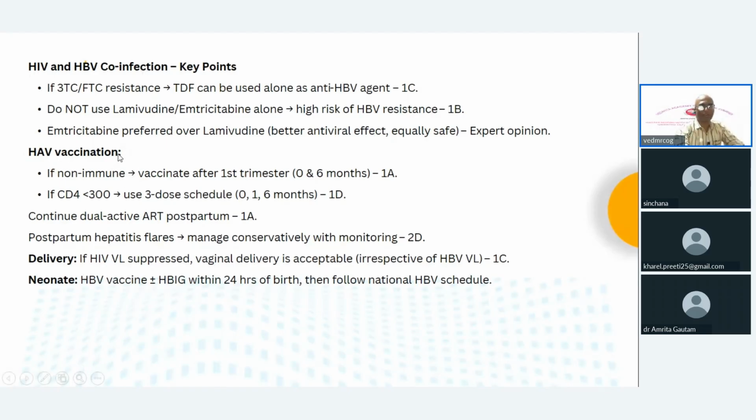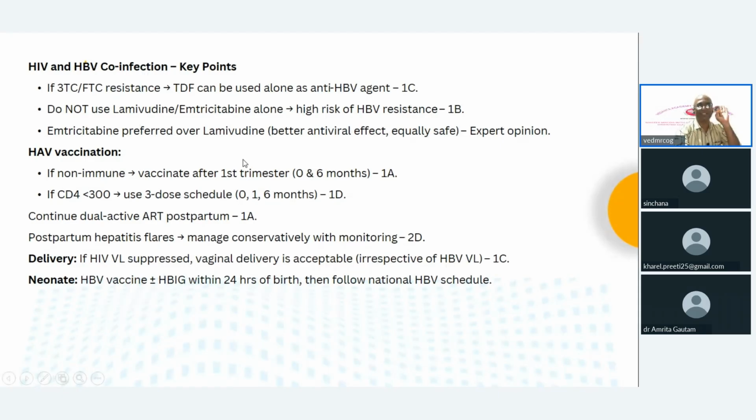Then, if she is negative and there is no hepatitis infection, you will go for vaccination. If she is not immune, vaccinate with either 2 doses or 3 doses. 2 doses are at 0 and 6 months, and if her CD4 count is less than 300, then she will require 3 doses of the vaccine, that is at 0 months, 1 month and 6 months.